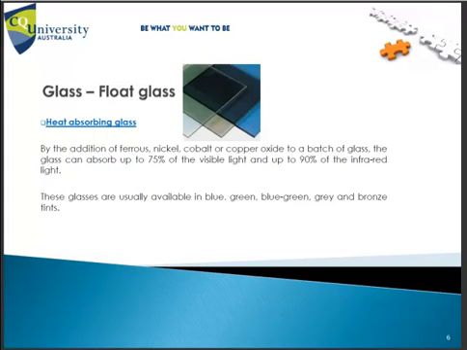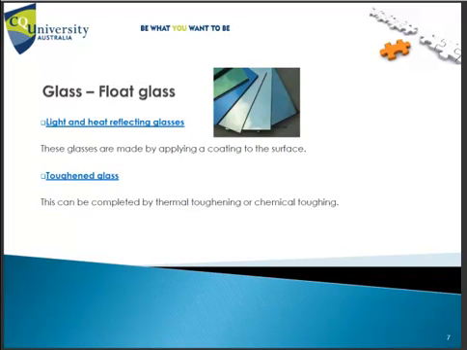Another type of window glass is heat-absorbing glass, and it basically has layers on top of the glass, which is why it has the function of absorbing heat. These glasses are usually available in a few different colors, such as blue, green, gray, and bronze. And of course, there are light and heat reflecting glasses. What's different in these glasses is the coating applied. If we apply a reflecting coating, it becomes a light and heat reflecting glass.